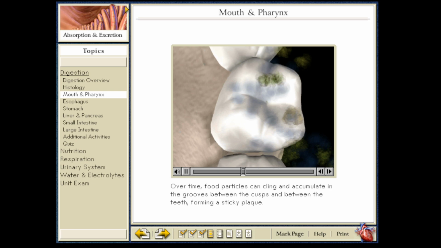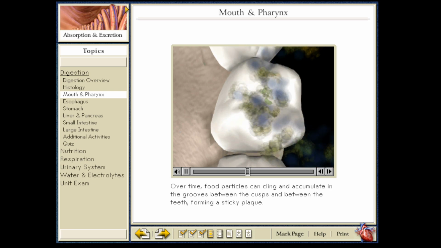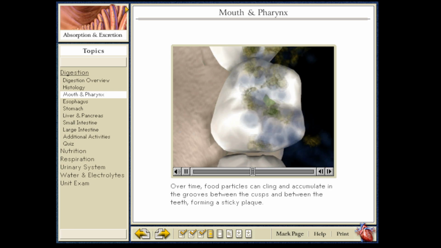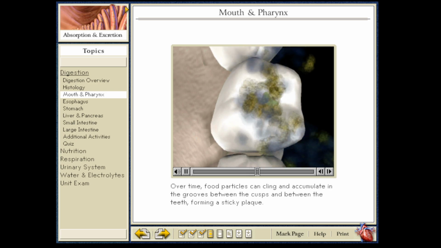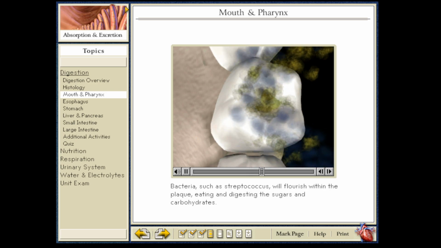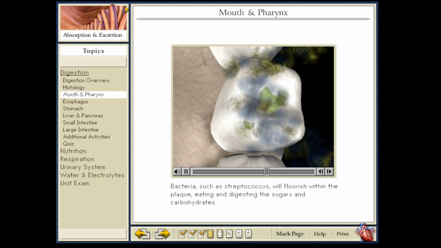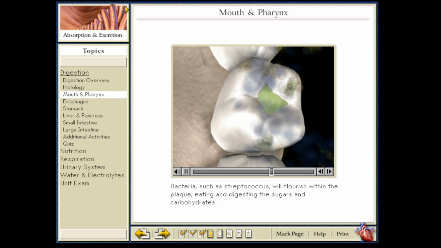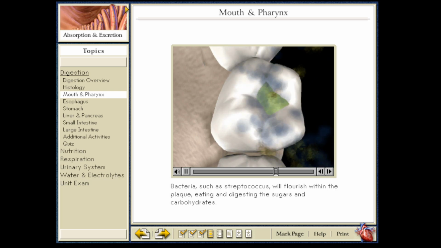Over time, food particles can cling and accumulate in the grooves between the cusps and between the teeth, forming a sticky plaque. Bacteria, such as Streptococcus, will flourish within the plaque, eating and digesting the sugars and carbohydrates.